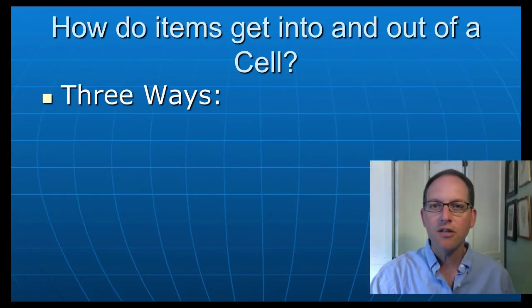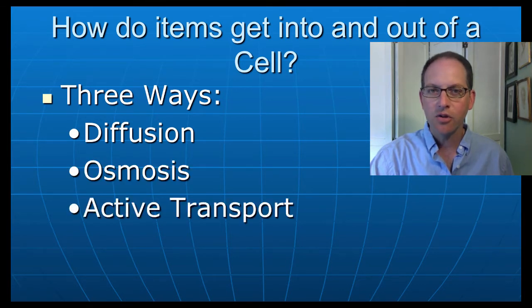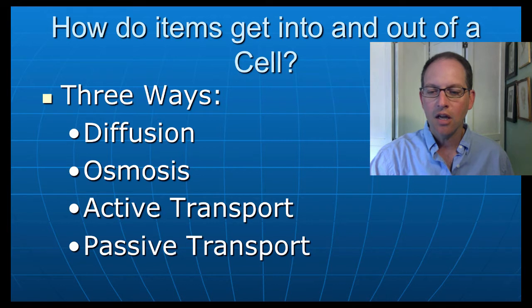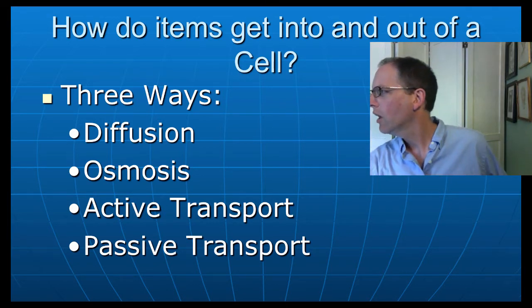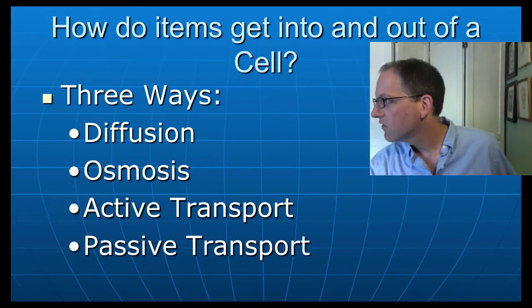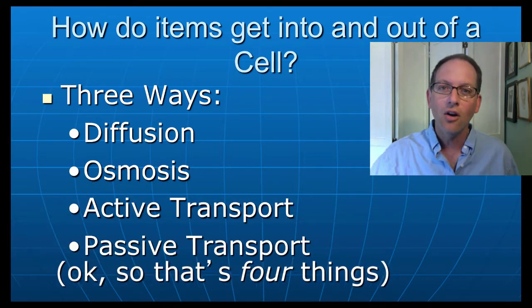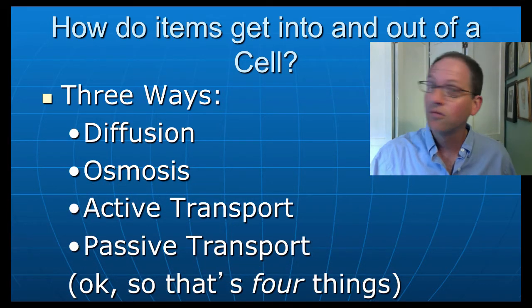Well, there's three ways in which things go into and out of a cell. There's diffusion, osmosis, active transport, and passive transport. What? Just a second. That's four ways? Okay, so that's four ways.